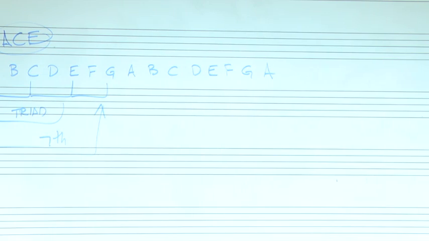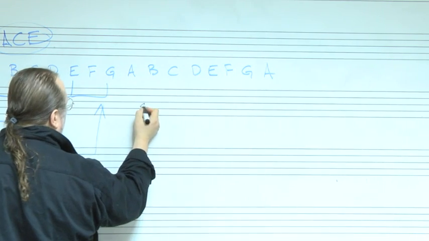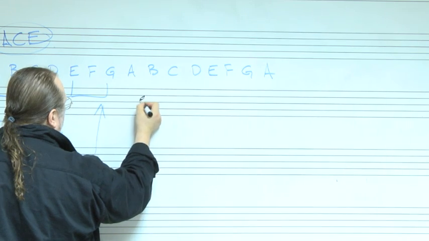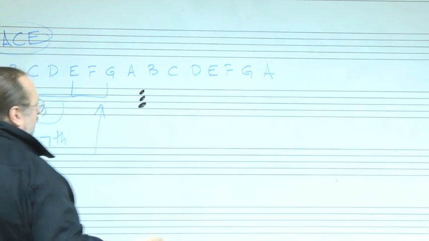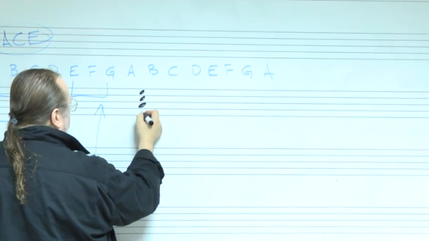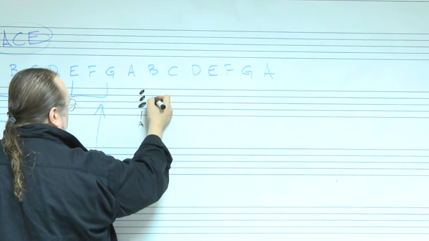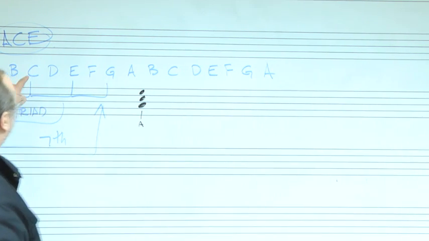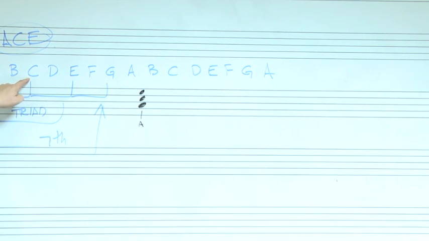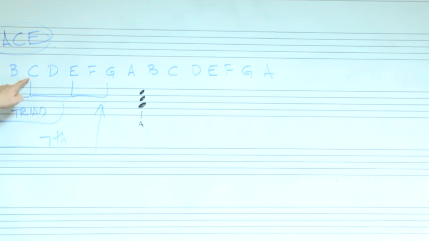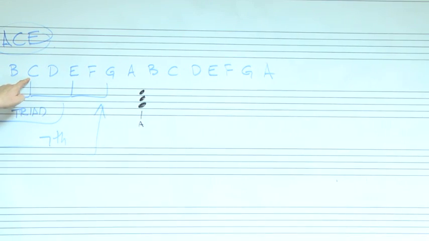Well, you've got A, C, E, right? The root is A. C is a minor third away from A. Now that you're lost there, okay, let's backtrack even further.